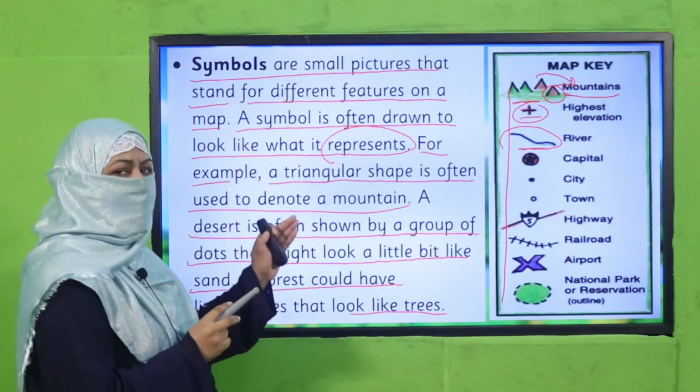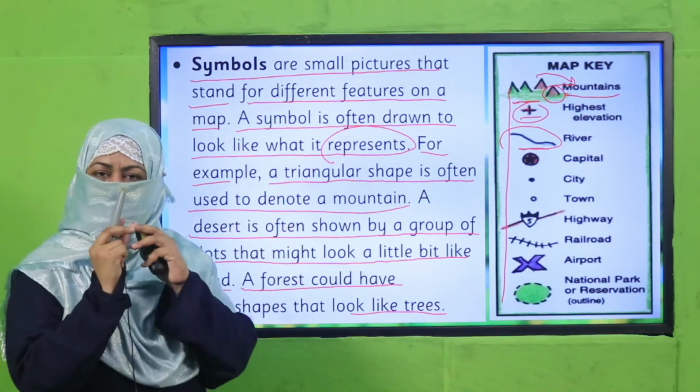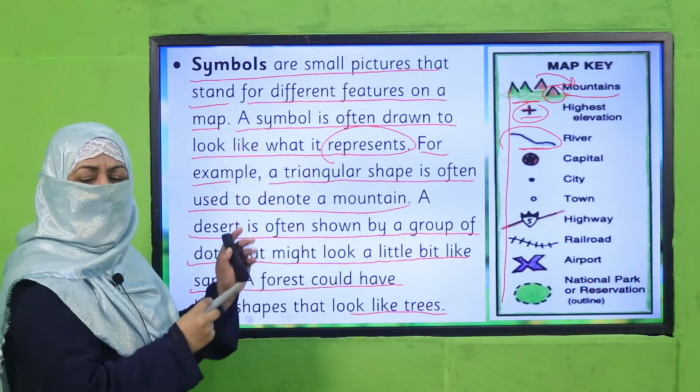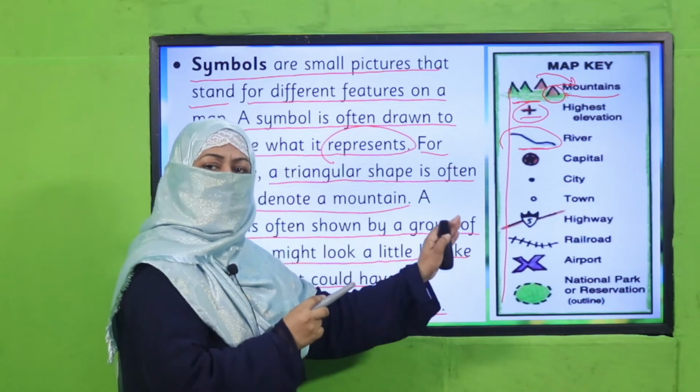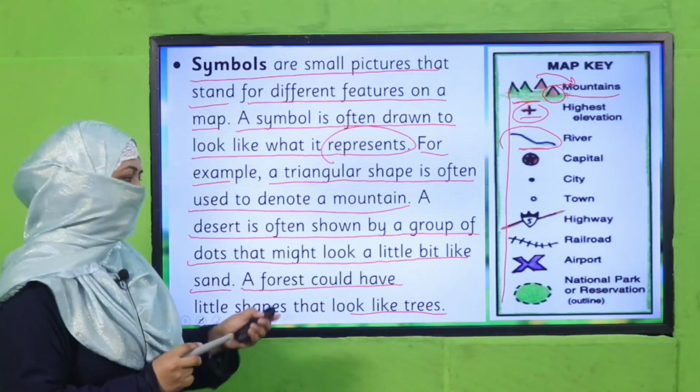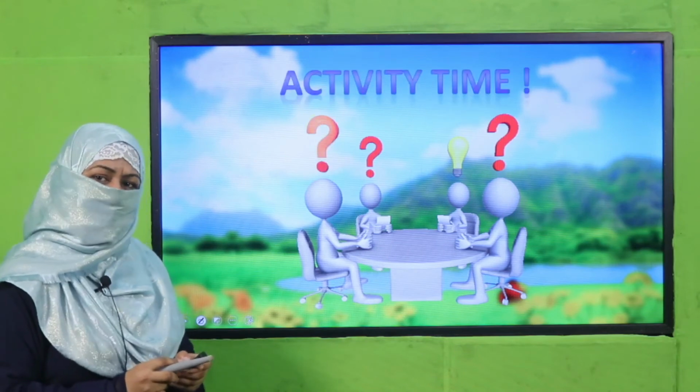Right? So when you want to read a map, two things which you should be careful about: the cardinal directions, east, west, north, south, and the keys, what refers to what, what represents what in this map. Are you clear? Okay, so let's practice it through an activity.